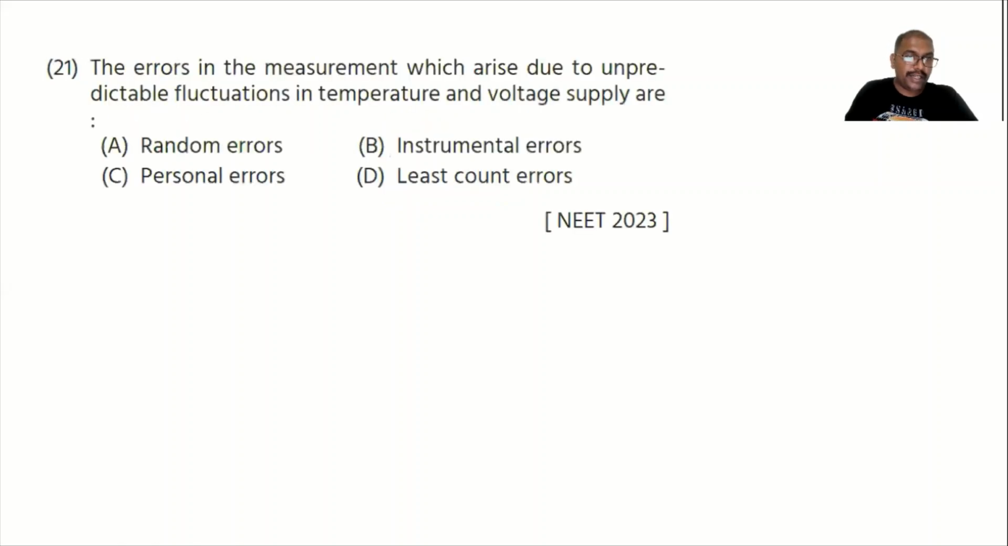MCQ number 21. The error in the measurement which arises due to unpredictable fluctuation in the temperature and the voltage supply. That error is a random error, because voltage fluctuations and variation in the temperature come randomly in this question. So here the error is random error.